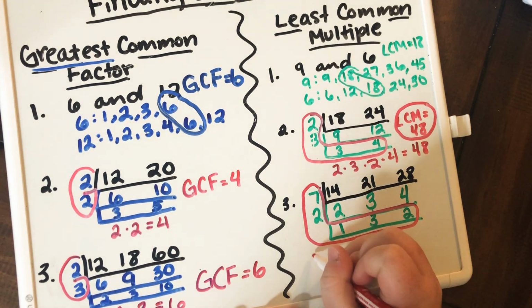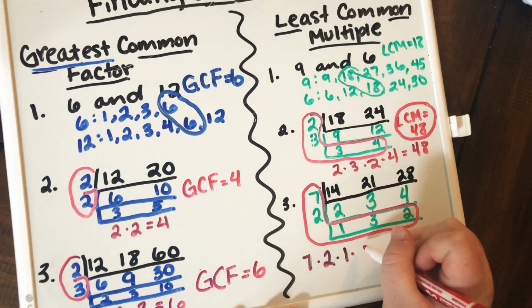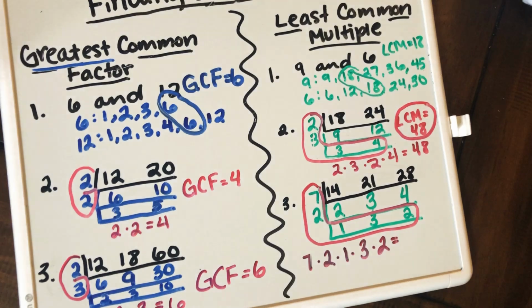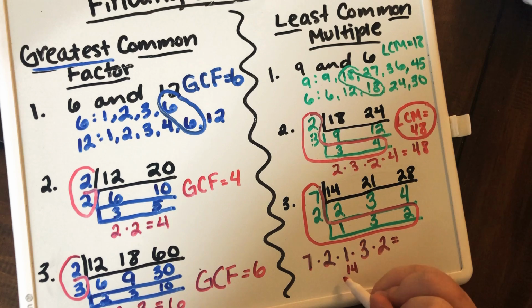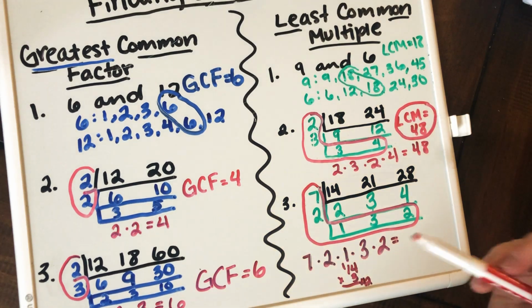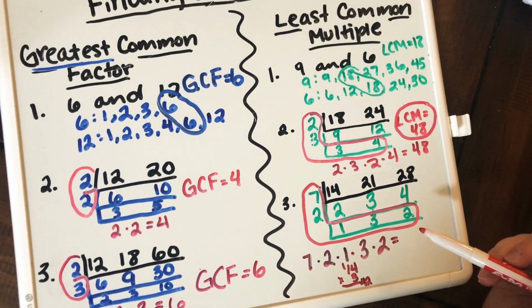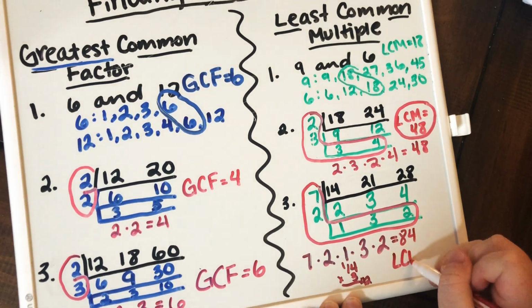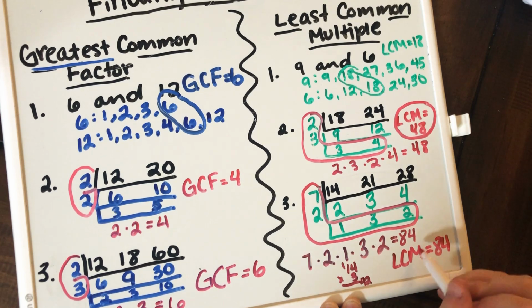Once you have your L, you multiply everything in the L. 7 times 2 times 1 times 3 times 2. 7 times 2 is 14. 14 times 1 is 14. 14 times 3 would give me, let's work it out, 14 times 3 is 42, and then 42 times 2 would give me 84. So that means that our LCM equals 84.